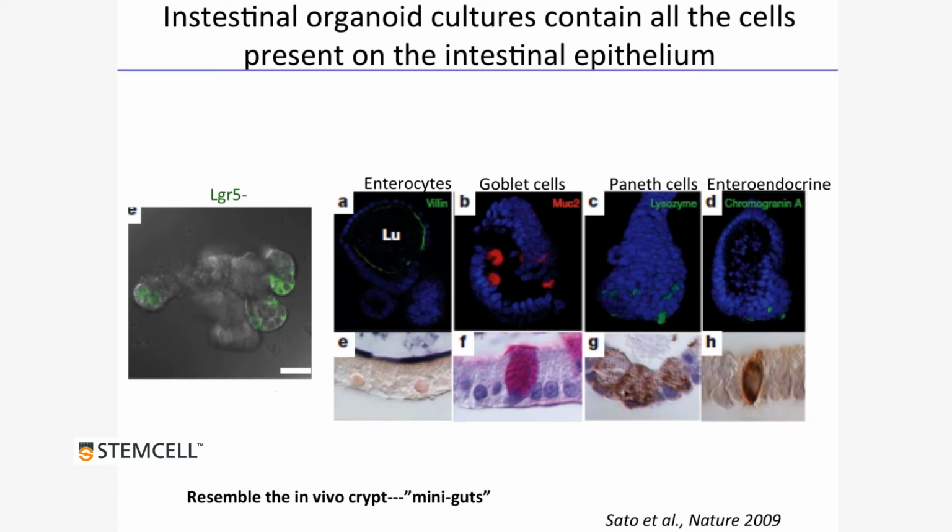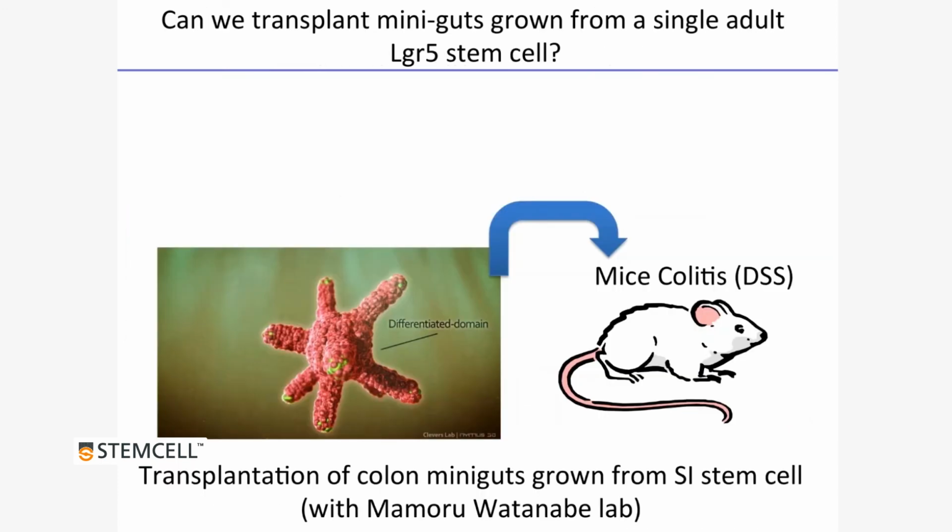Therefore, in the follow-up study, what was very obvious was to ask the question whether these intestinal organoids are truly functional. One of the gold standard experiments to answer that question is to perform a transplantation assay. For that, we collaborated with Mamoru Watanabe's lab to transplant intestinal organoids into, in that case, a mouse model with enterocolitis.